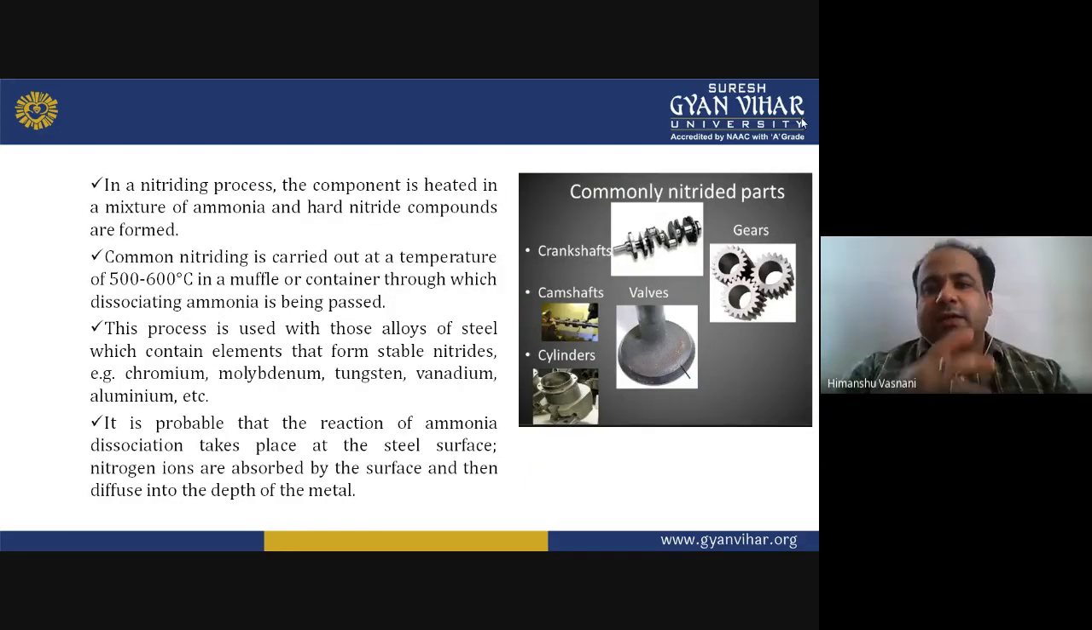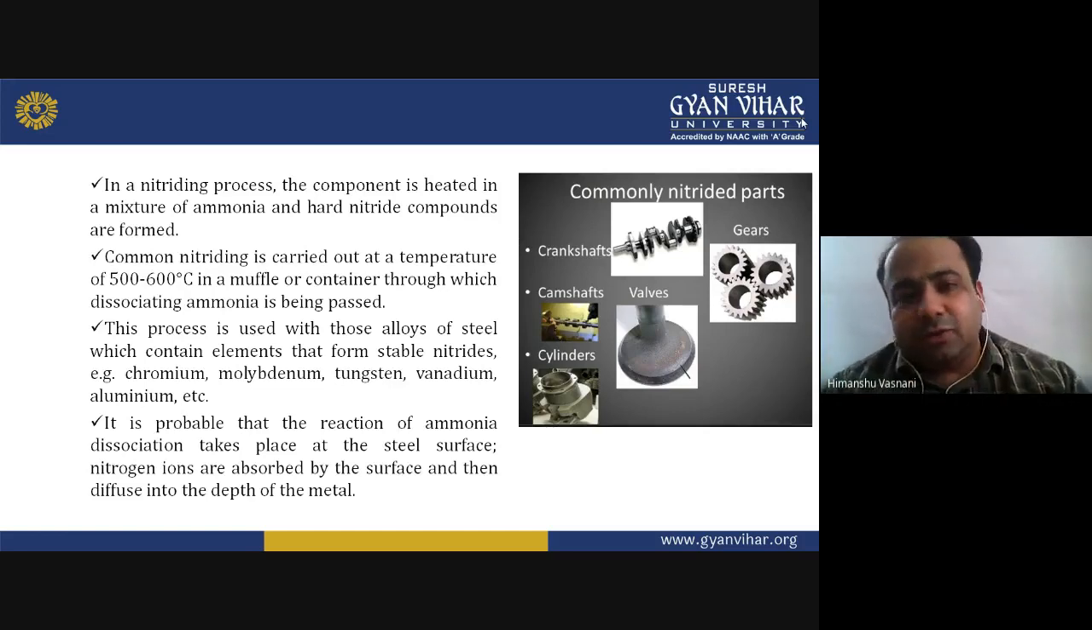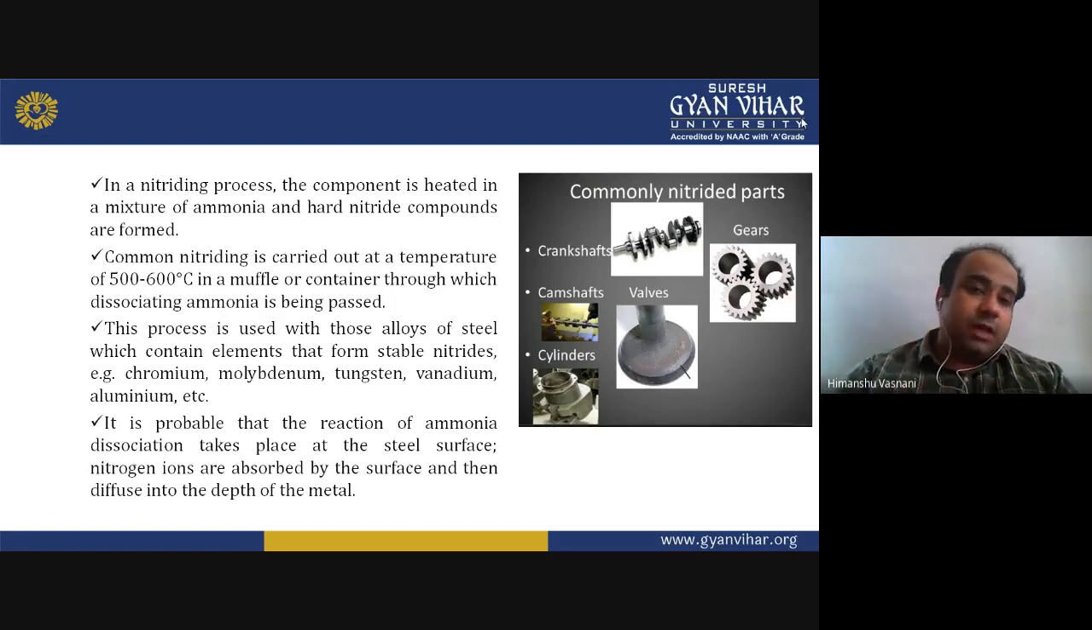You can see in the diagram on the right hand side the examples I just named in the previous slide: crankshaft, camshaft, valves, cylinders and gears. These are the elements in which we go for the nitriding process. These are called nitrided parts. Their wear resistance will increase after the nitriding process.